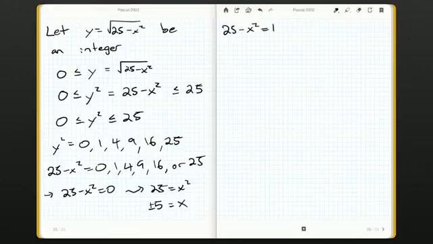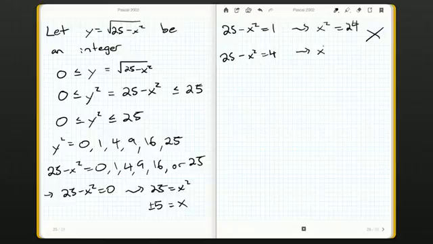Okay? So we could also have 25 minus x squared is equal to 1. We rearrange that, we get x squared is equal to 24. But 24 is not a perfect square, so this isn't going to work. But 25 minus x squared is equal to 4. Then x squared is equal to 21. That's also not going to give us anything. We can recognize our perfect squares. 25 minus x squared is equal to 9. Well, that means x squared is going to have to be 16, and that gives us x is plus or minus 4.